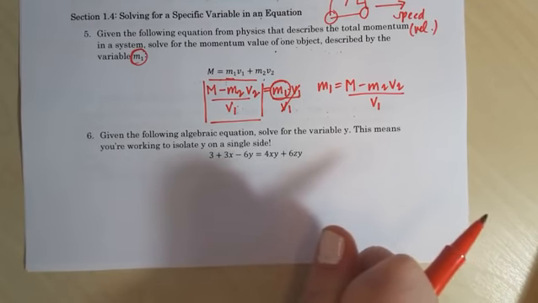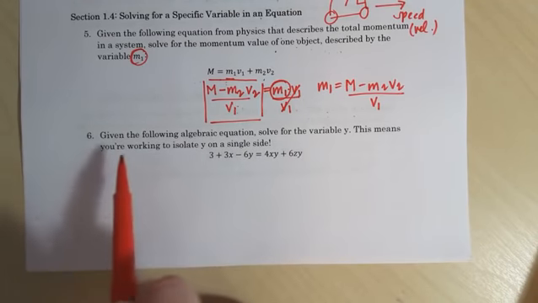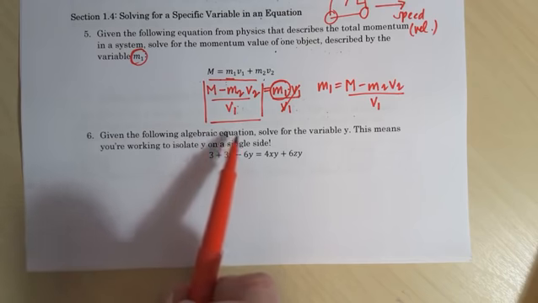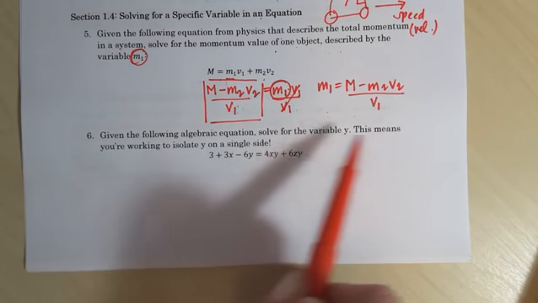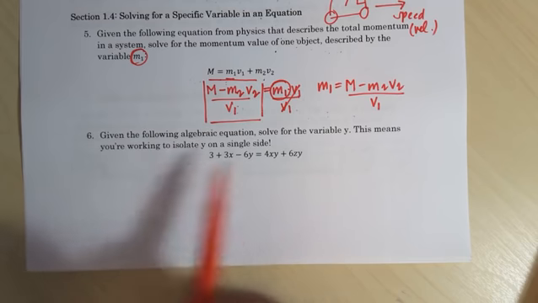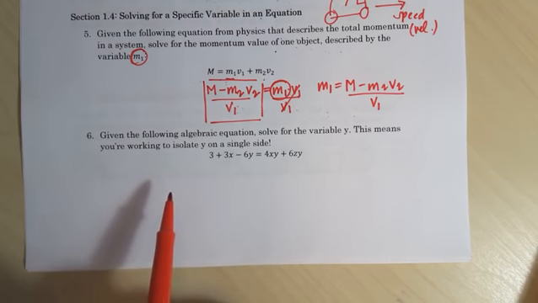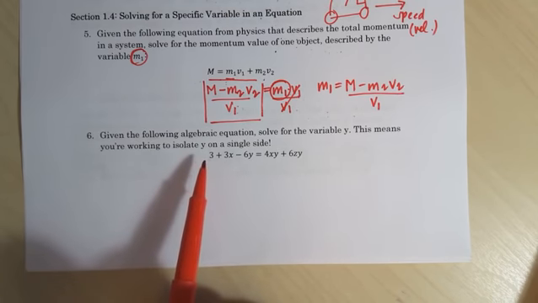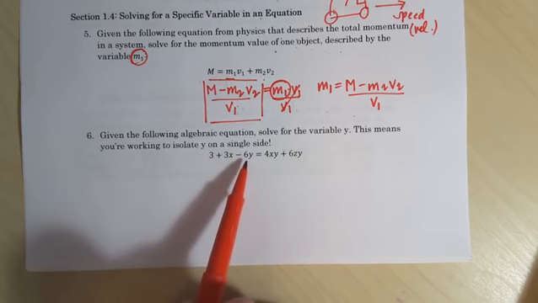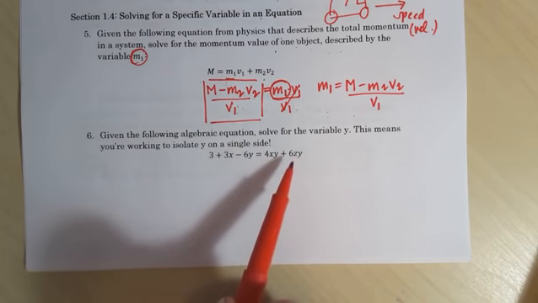All right, this next one looks like there's a lot going on, but I promise it's not that hard. For number 6, it just says, given the following algebraic equation, solve for the variable y. This means you're going to isolate y on a single side. So I've got these expressions. I've got a term without variables, an x, a y, an xy, and a zy.